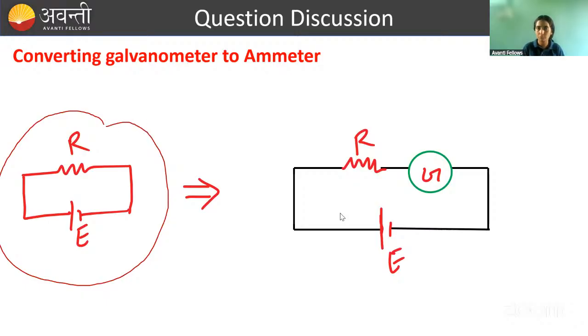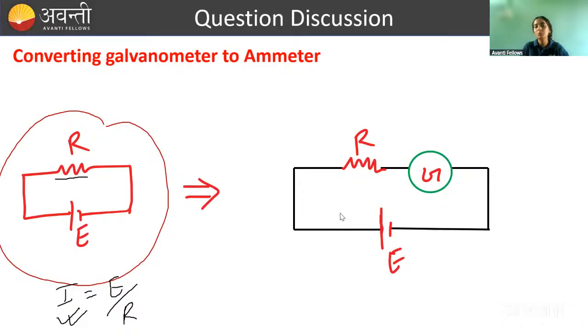This circuit has a battery E. It has a resistance R. How much current is there? Current is E by R. We don't know the value of E. We don't know the value of R, and we need to measure I. So if we don't know E and R, we cannot do the calculation and calculate I.